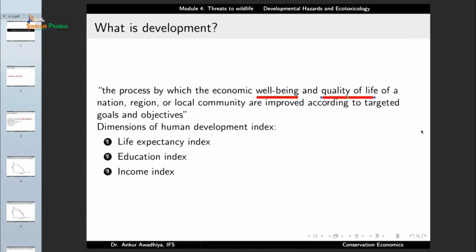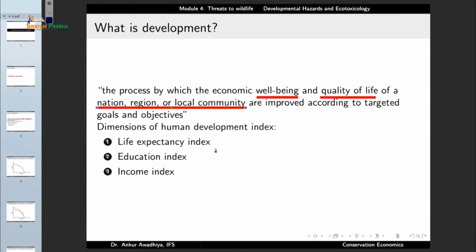So, in the case of economic development, we are talking about the economic well-being of a nation, region, or local community. So we can look at development at different scales. We can look at development at the scale of a nation or region or a local community. But when the economic well-being increases and also the quality of life increases, then we say that there is an economic development that is occurring.